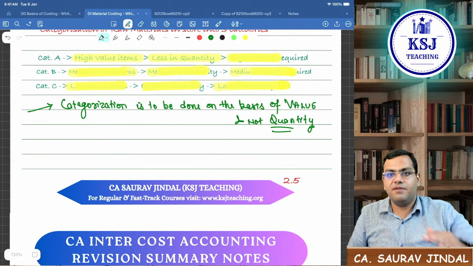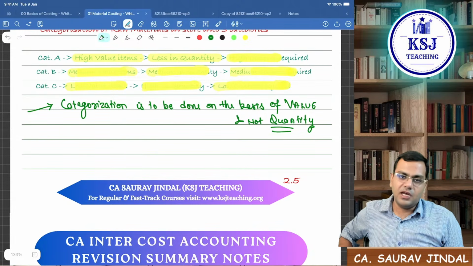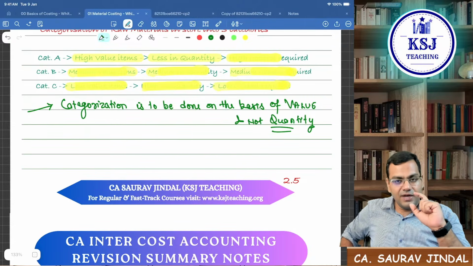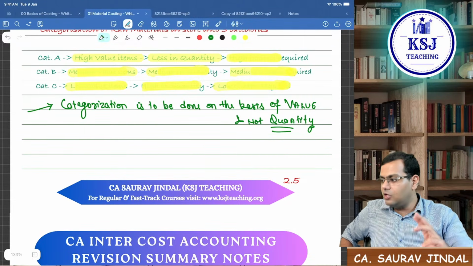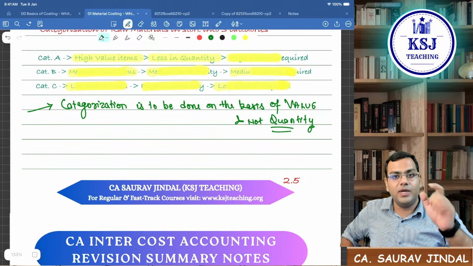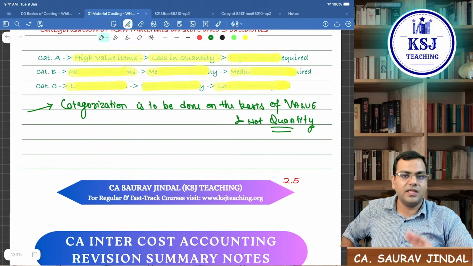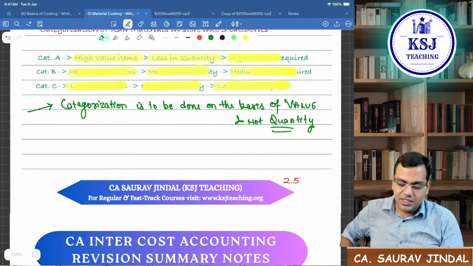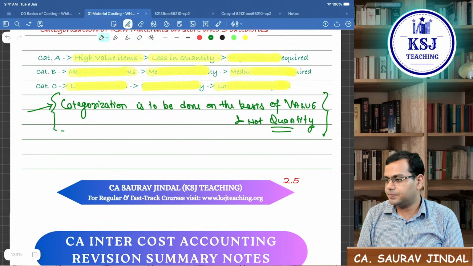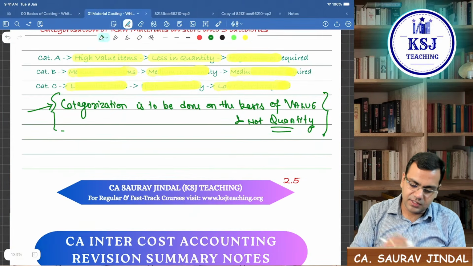If 10 items are given to you, how will you categorize between A, B and C? You will categorize on the basis of value. And this categorization criteria will be given in the question. They will tell you that if the item value is more than 50,000, it is an A category item. If it is between 20,000 and 50,000, it is a B category item. If it is less than 20,000, it is a C category item. So this is your ABC analysis.